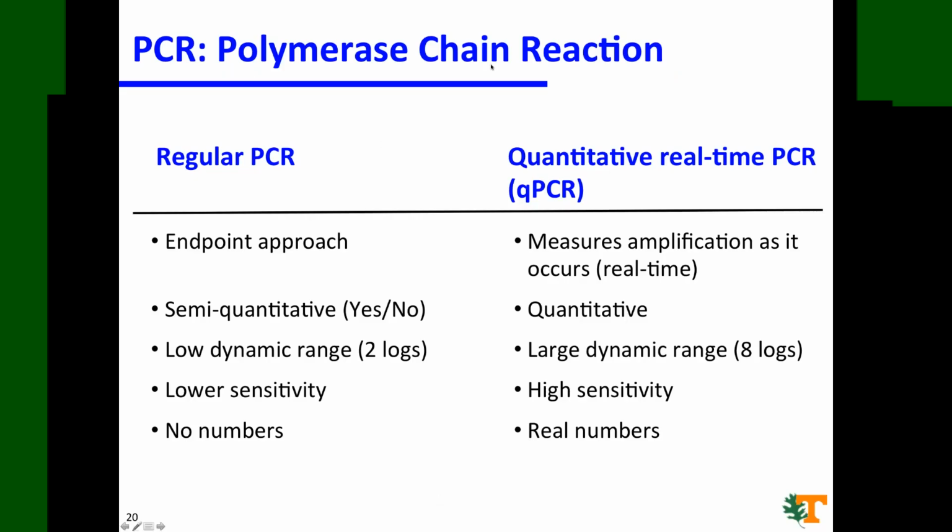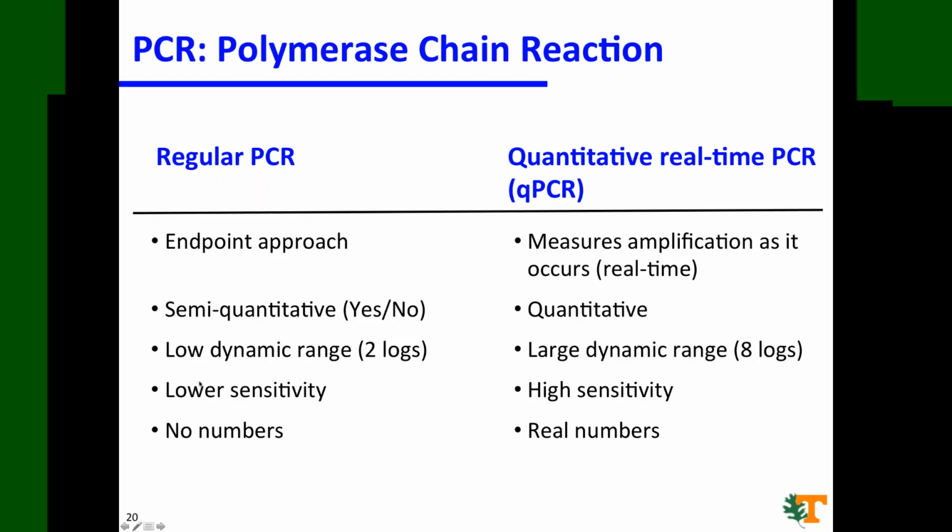So now I want to focus a little bit on PCR. You have heard about PCR, I'm sure. There's regular PCR and there's quantitative real-time PCR. What we typically use is quantitative real-time PCR. Regular PCR essentially is an endpoint approach, and it gives you a yes-no answer. Yes, the target gene is present. No, the target gene is not present. It has a very low dynamic range and is at best semi-quantitative.